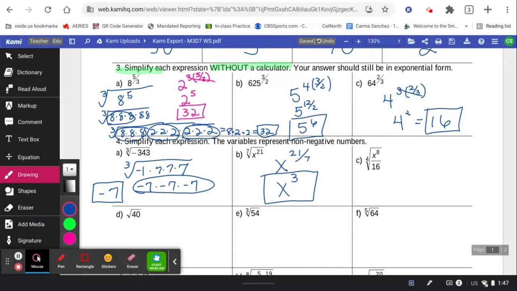Okay, numerator, x to the 8/4. Denominator, 16 to the 1/4. Top just becomes x squared. Bottom, I need to figure this one out. 16 to the 1/4. Could I rewrite 16 in any other fashion? Yes, 2 to the 4th. So the 4's cross out, and it just leaves me 2 to the 1st, or 2.